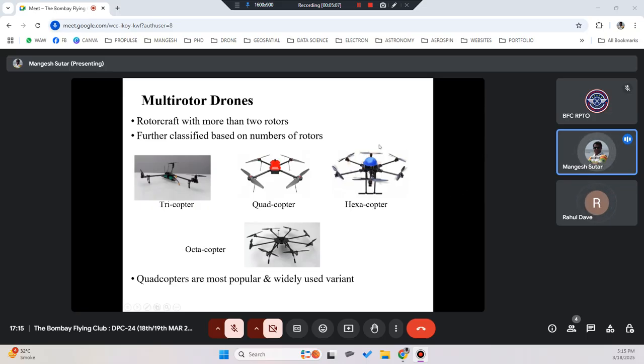You can carry higher payload when you have a hexacopter, whereas a quadcopter will be more or less for smaller cameras, surveillance kind of thing. So you see DJI drones are more or less always quadcopters because they are small in size. Whereas agriculture drones you will normally see are always in hexacopter formation, because a tank of 10 liters they have to lift up. So quadcopters are the most popular or widely used variant.